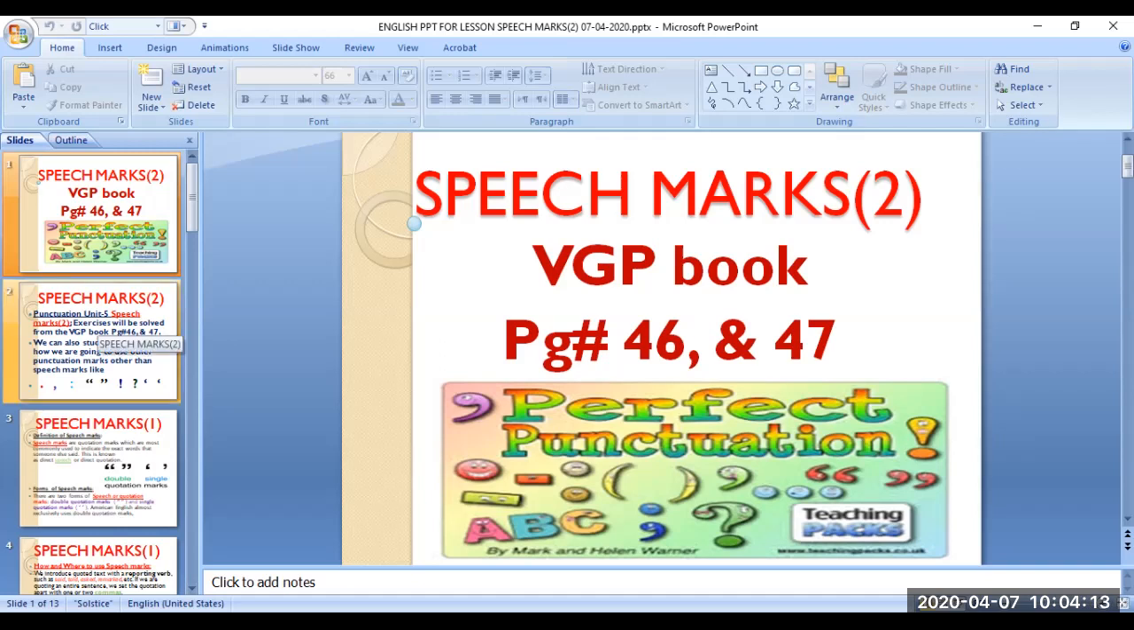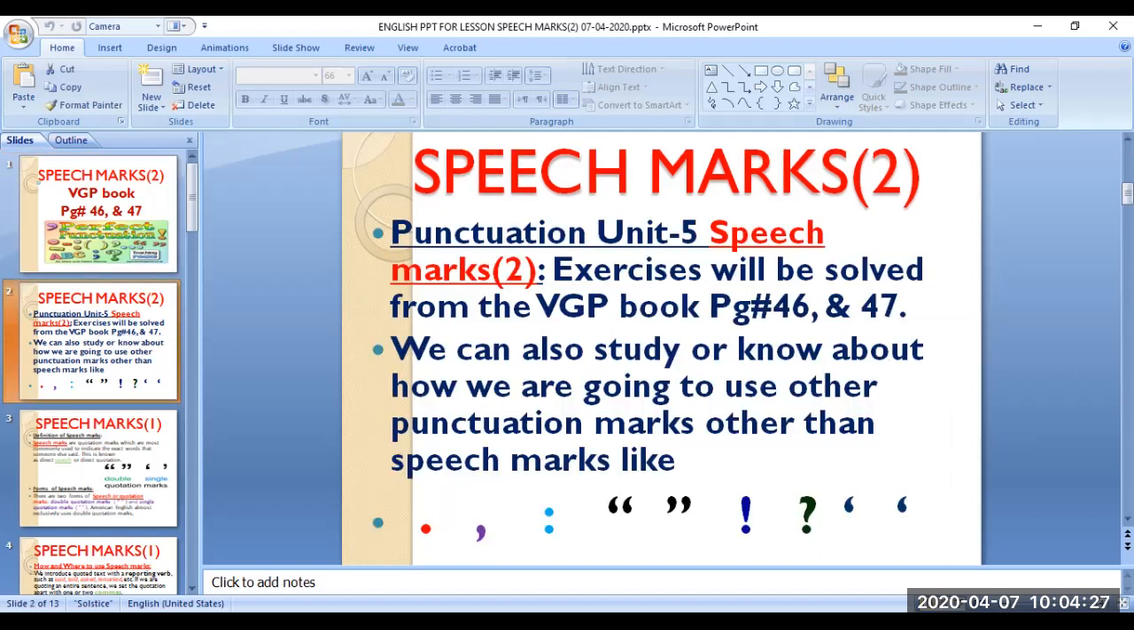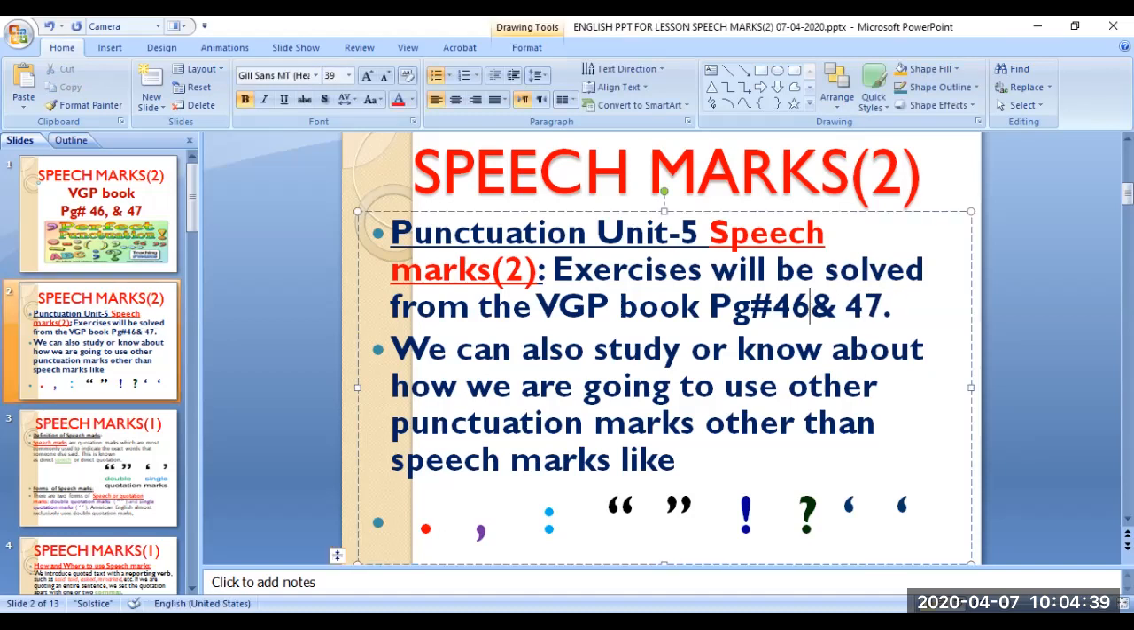Today we are going to study where you're going to use the question mark, where you're going to use the exclamatory mark, and how to use it, and where you're going to use the full stop and double inverted commas. Now, punctuation, unit 5, speech marks 2. Exercises will be solved from the VGP book, pages 46 and 47.